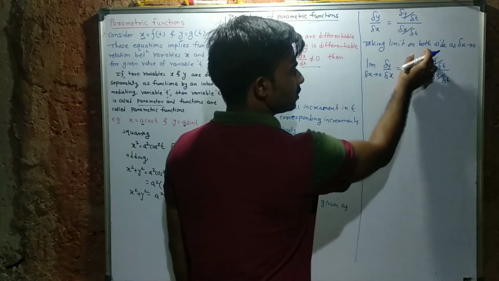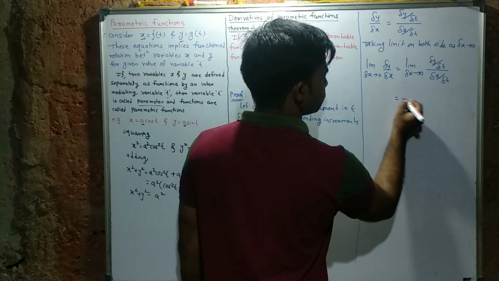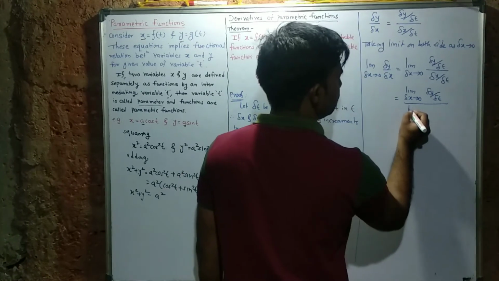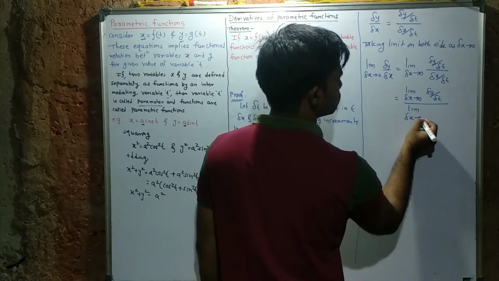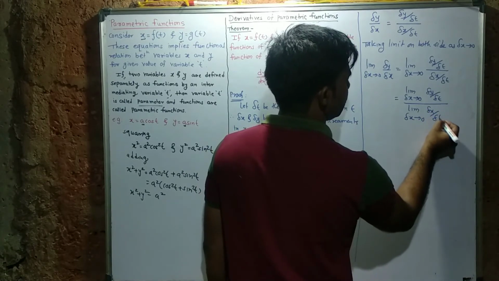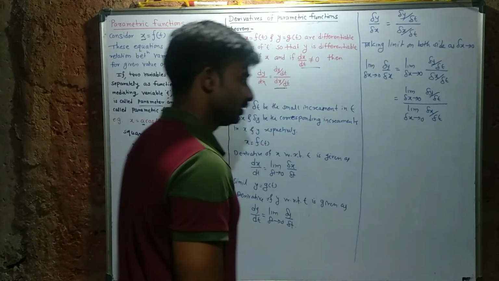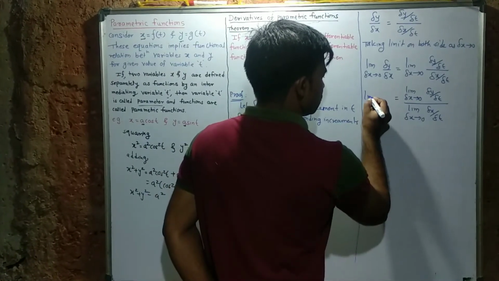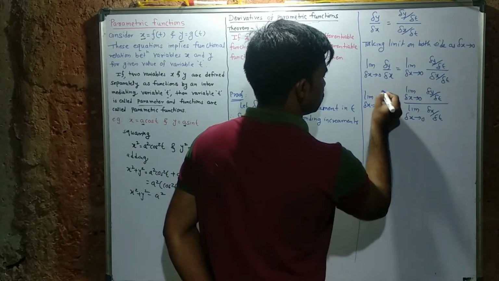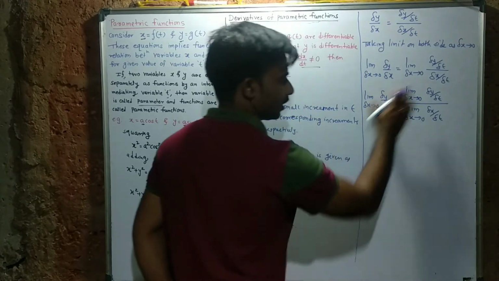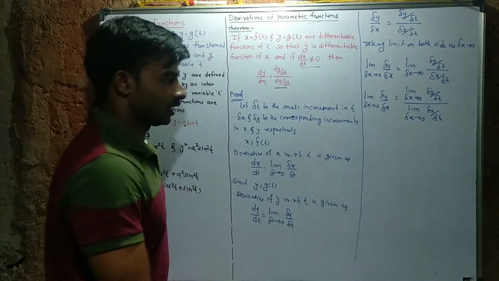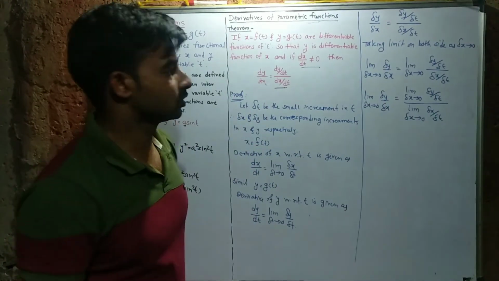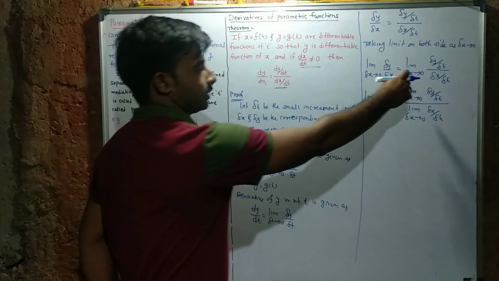Now taking the limit in the numerator and denominator, you will get the limit as delta x tends to 0 of delta y divided by delta t, whole divided by the limit as delta x tends to 0 of delta x divided by delta t. On the left side you have the limit of delta y divided by delta x.